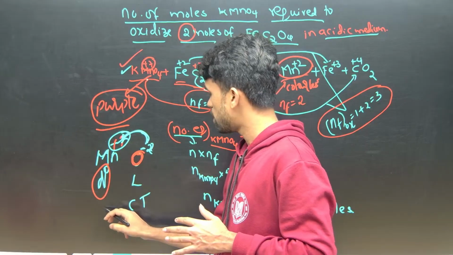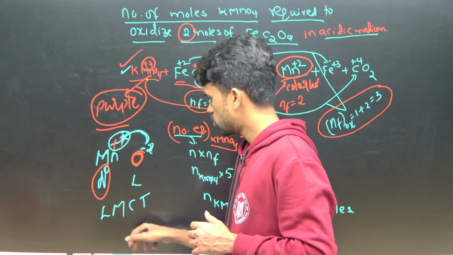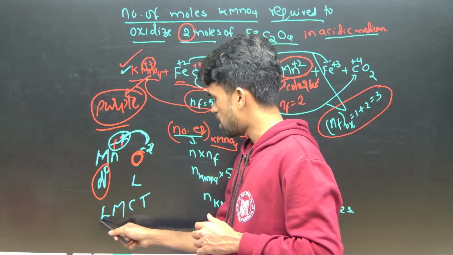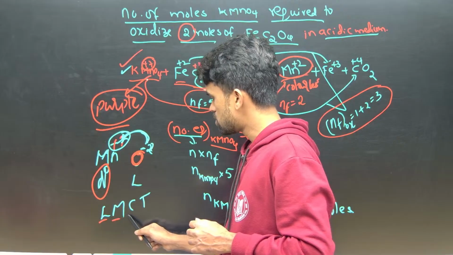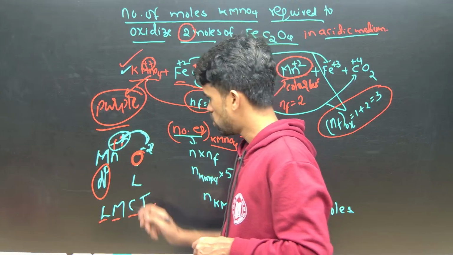Charge transfer from where to where? Ligand to metal. That means oxygen, the oxide ion, to manganese. So from ligand to metal, charge is getting transferred. Okay, that is the reason.